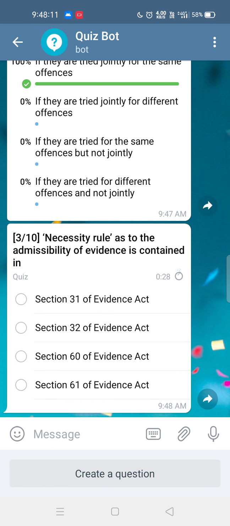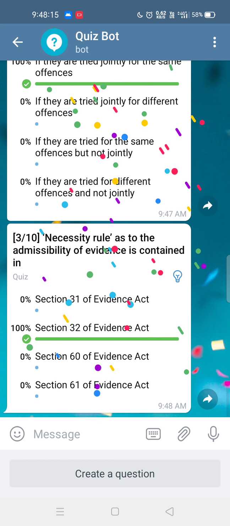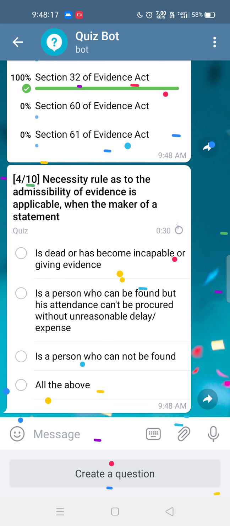Next question. Necessity rule as to the admissibility of evidence is contained in which section? Section 32 of Evidence Act. Necessity rule as to the admissibility of evidence is applicable when the maker of a statement is dead or has become incapable of giving evidence, is a person who can be found but his attendance cannot be procured without unreasonable delay, expense, is a person who cannot be found, all of the above.